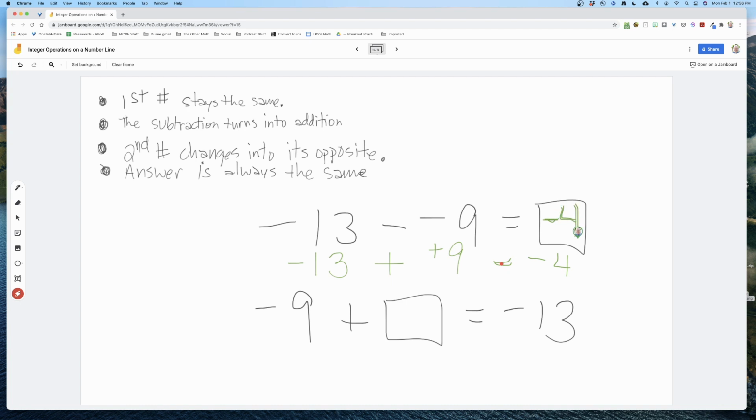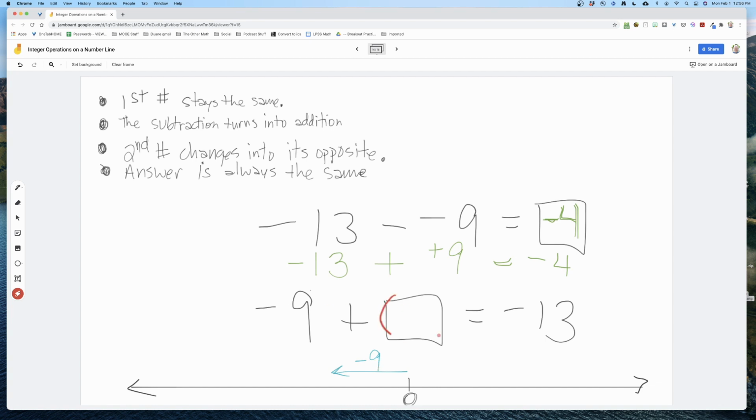But if we don't quite trust ourselves yet, we could model it on the number line down here. So let's draw it real quick. So here's our number line down here. And we can put our 0 somewhere. It doesn't matter where we put it. So let's just put it right here. There's our 0. And our first change is a negative 9.